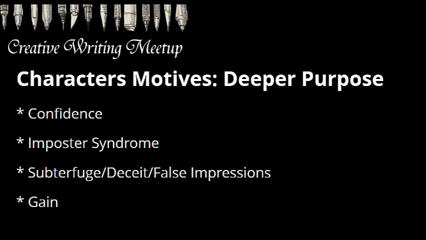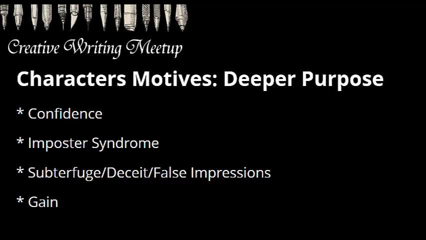Then there's what we classified as the deeper purpose motives, what really directs people. And we came up with confidence, self-confidence, lack of self-confidence, overconfidence. It's amazing how you can have some characters who will bungee jump, fearless. And yet if they see a kitty cat, they'll freak out. So confidence is a complicated thing.